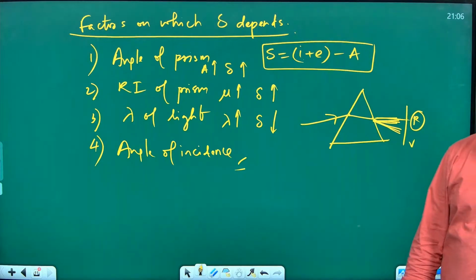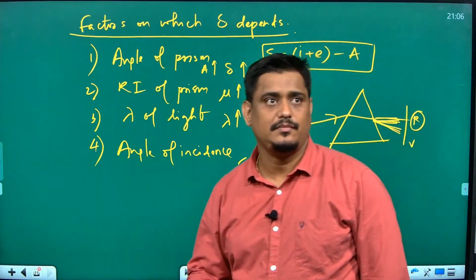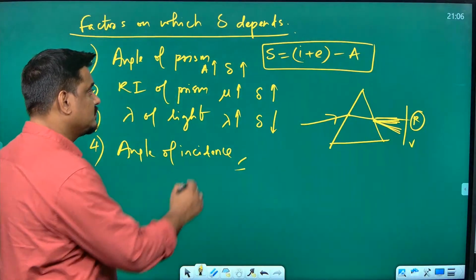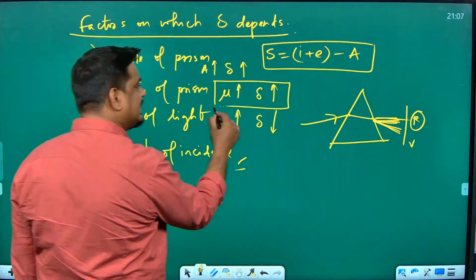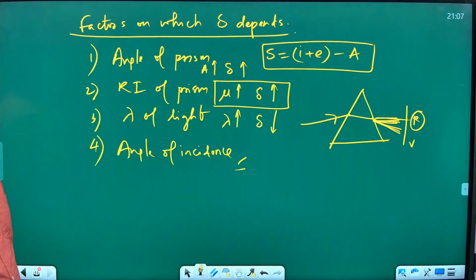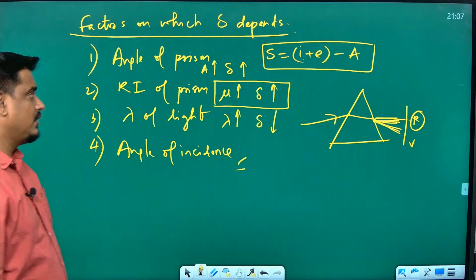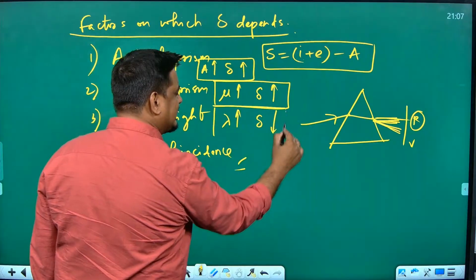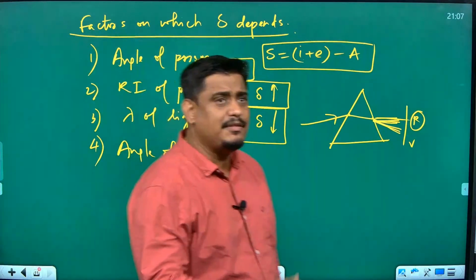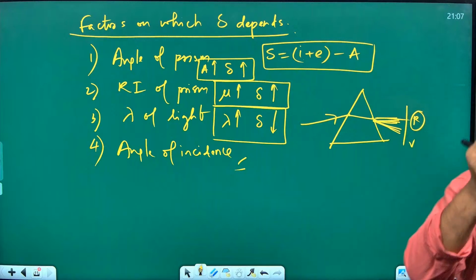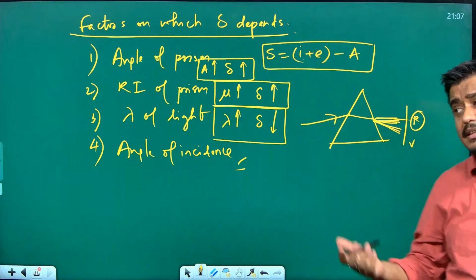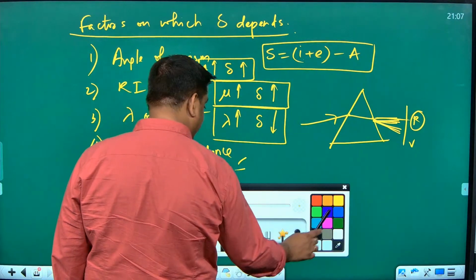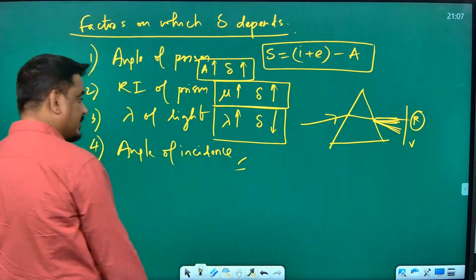Devadarshan, tell me. For refractive index, you said angle of deviation will decrease too. I said it will increase. Okay. For angle of prism it will increase, and for wavelength I am saying if the wavelength is increasing, angle of deviation will reduce. Light having more wavelength will have less deviation, and light having less wavelength will have more deviation.